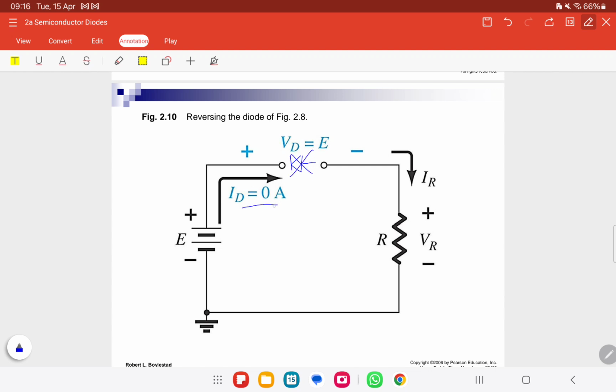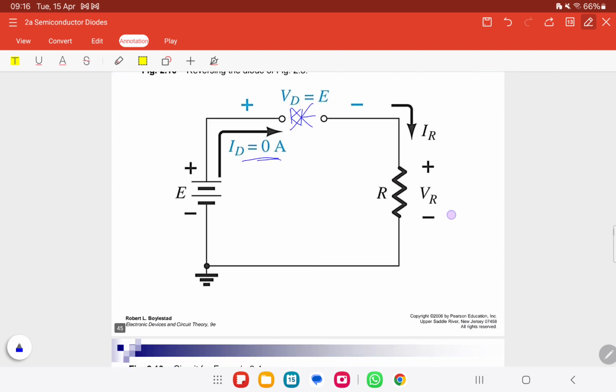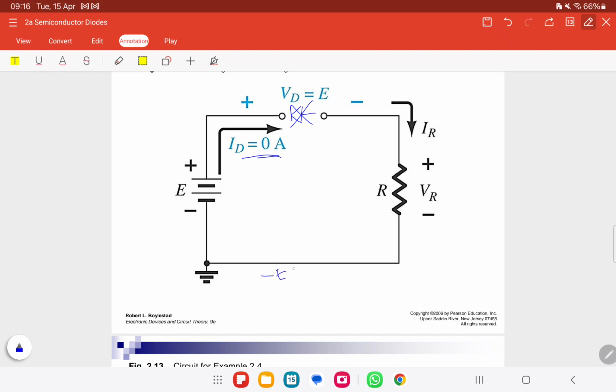Alright, so for this one yang tadi, opposite polarity of the diode, sebab dia sambung macam ni, cannot flow, so the I will be 0. Okay, minus E plus VD plus VR equals to 0. Minus E plus VD plus IR equals to 0. So I is 0, so this one is 0. So we can have the VD equals to E. Okay.